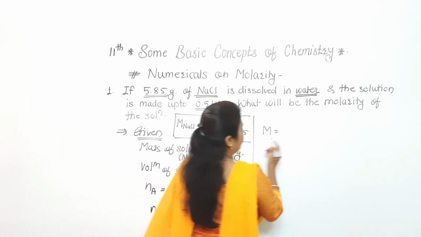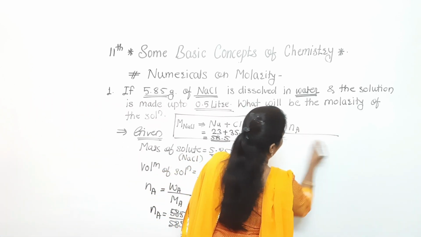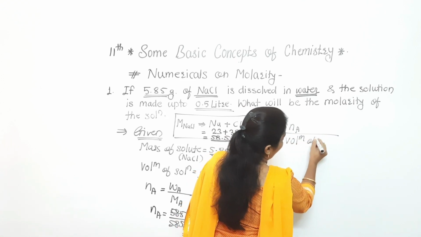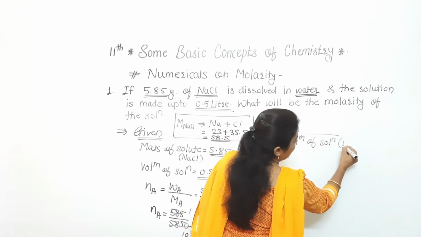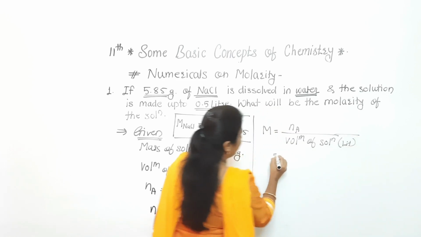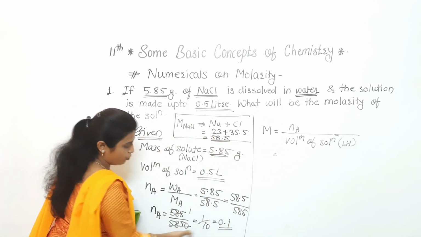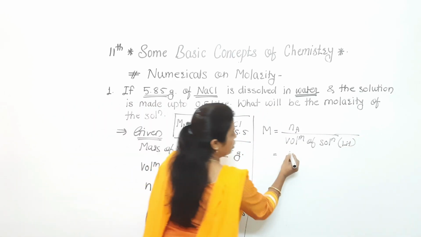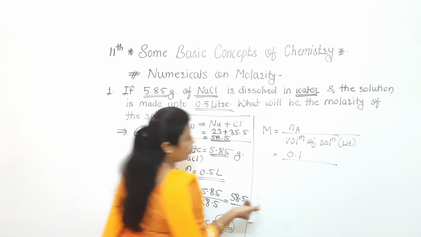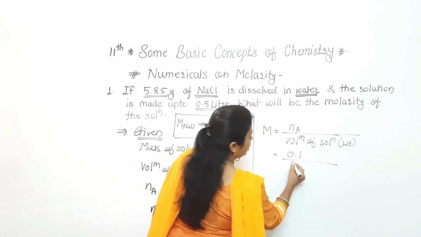Now the formula is n_A divided by the volume of solution in liters. Simple, we have to put these values in this problem. What is the first value? That is 0.1. So 0.1 divided by the volume of solution, which is 0.5.